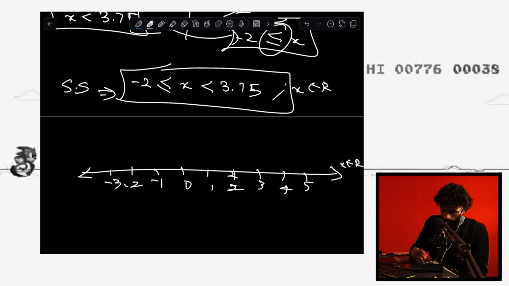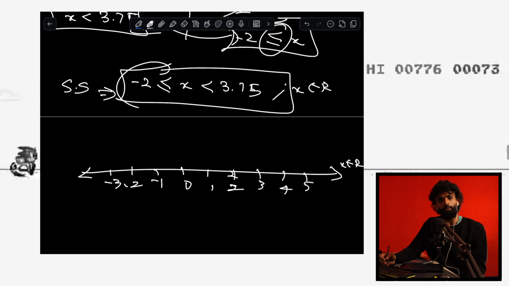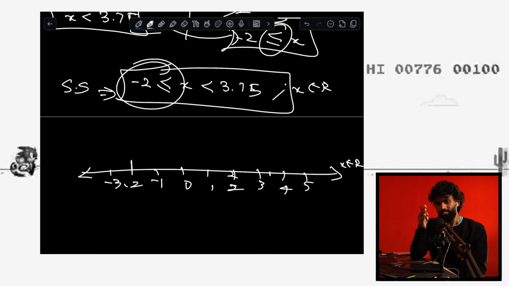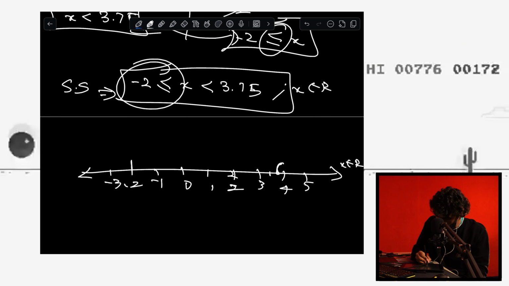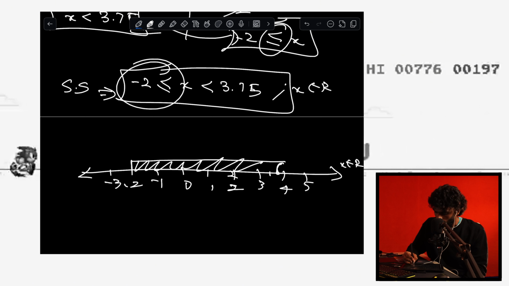Now let's look for it. Right now, there's an equal to symbol with respect to minus 2. You put a line there. Important, common sense: 3.75 will lie where? Between 3 and 4. The center exactly is 3.5, so it will be slightly towards 4. So somewhere here, I use a curve there, because the equal to symbol is missing. Once I use that curve there, on the left hand side there's a line. I connect both of them. Should I leave it hollow? Not required. I'm supposed to shade it. This will be your answer for this specific solution set.